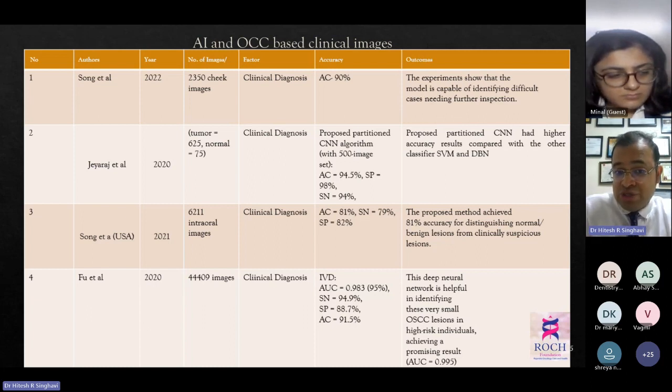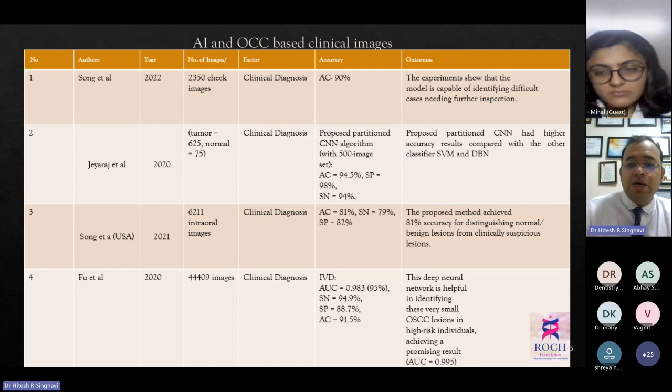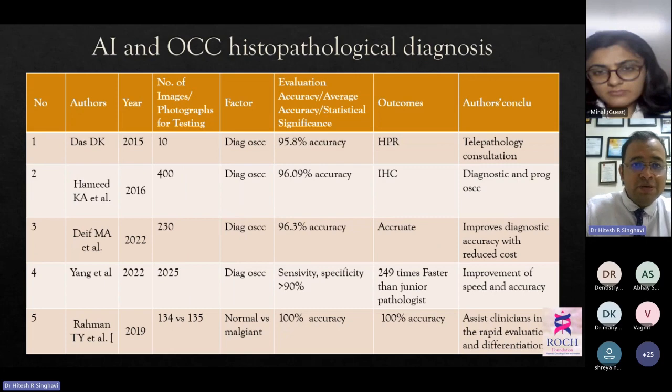More than 40,000 images were taken, and AUC, that is area under curve. So when I say area under curve is 95%, that means whatever prediction I'm doing, 95% of that data set follows. So 44,000 out of that 95% of the data set will follow the prediction of the CNN, convolutional neural network algorithm, which they have used.